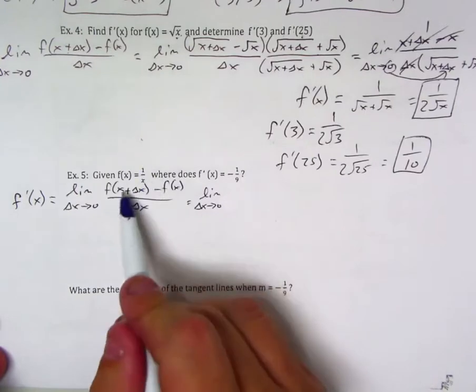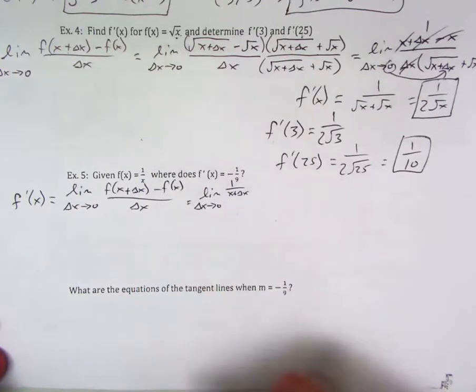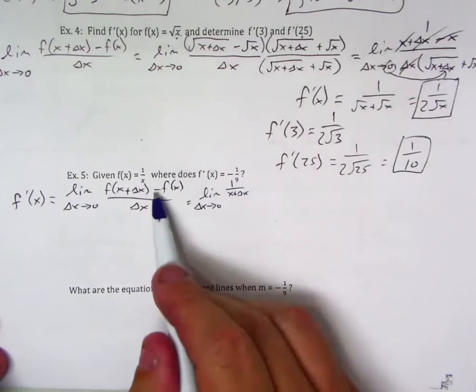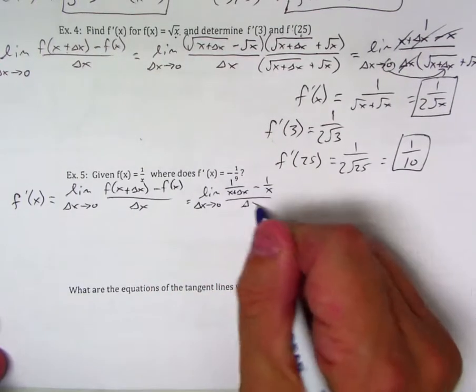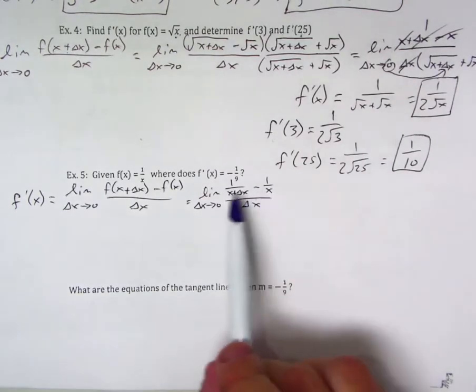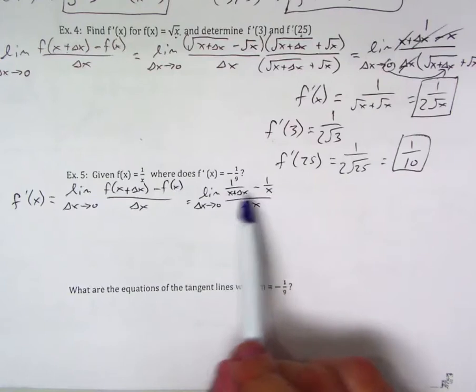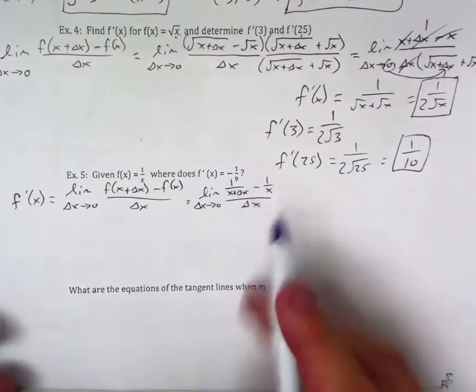So we're going to have 1 over x plus delta x minus the function, so minus 1 over x, over delta x. Okay, so we have a complex fraction. We have a problem here, but we know how to deal with it. We need to combine these fractions in the numerator. We've done this skill already in this class. We have to get common denominators and combine these.